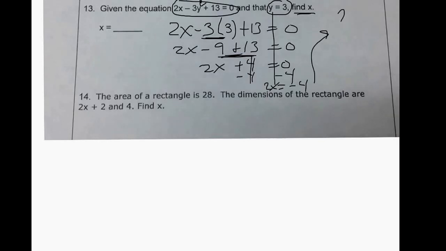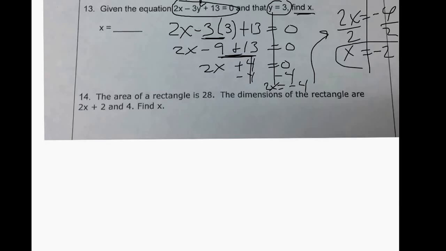I'm going to rewrite it up here. 2x equals negative 4. When it's beside it, I divide it, so I'm going to divide both sides by 2. And I get that x equals negative 4 divided by 2 is negative 2. And that's my x value when y is 3.